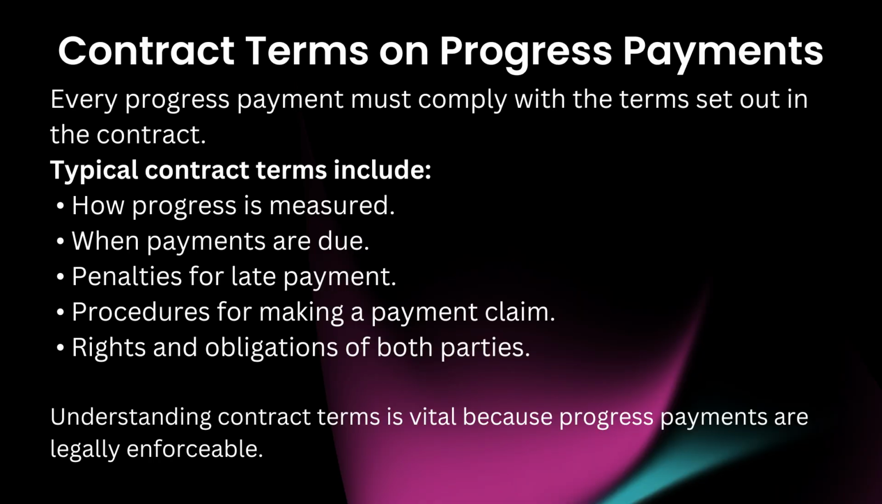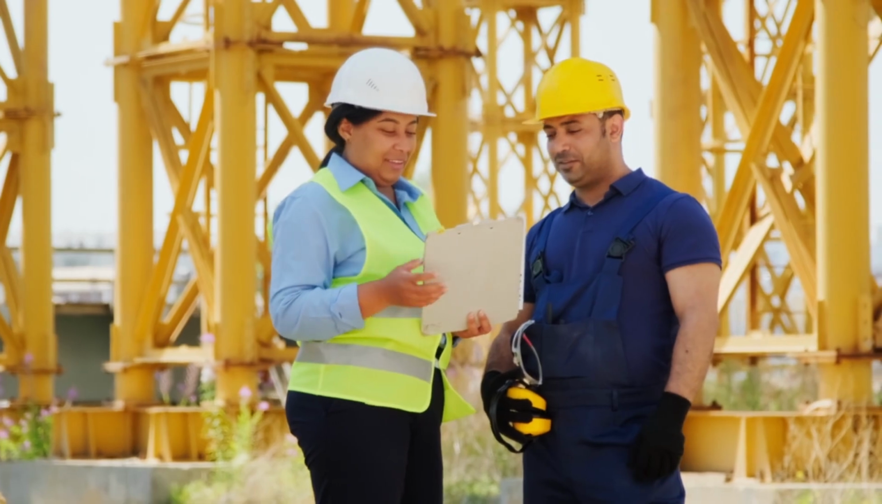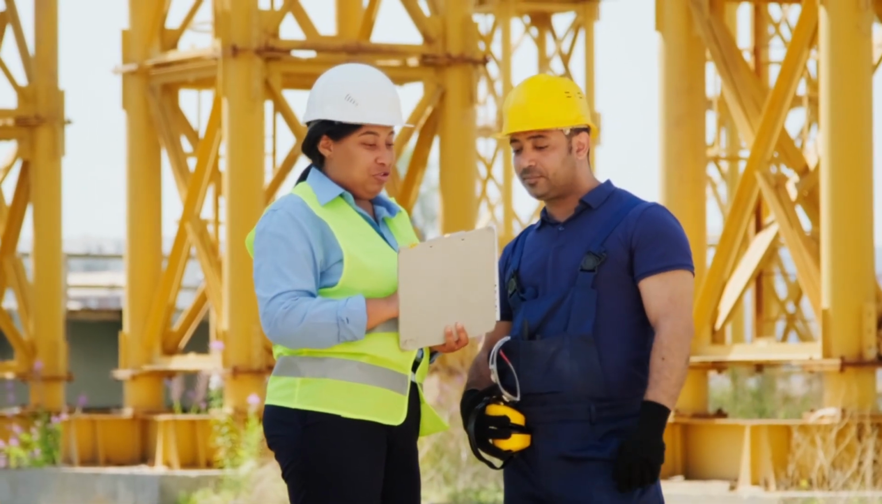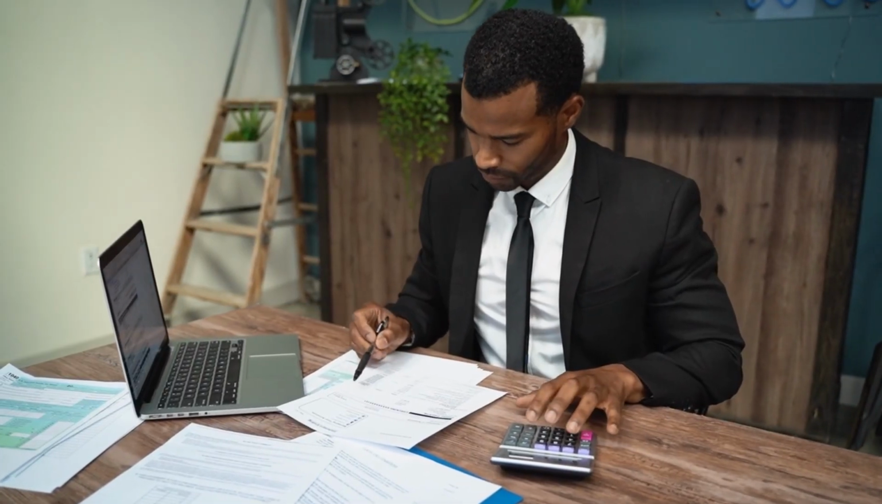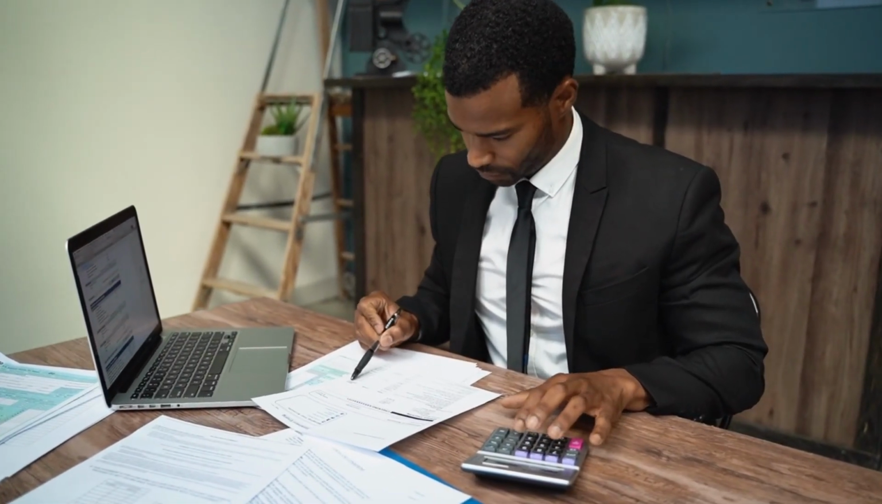Contract terms on progress payments. Every progress payment must comply with the terms set out in the contract. Typical contract terms include how progress is measured, when payments are due, penalties for late payment, procedures for making a payment claim, and rights and obligations of both parties. Understanding contract terms is vital because progress payments are legally enforceable. Incorrect claims or misunderstandings can lead to disputes and financial strain.